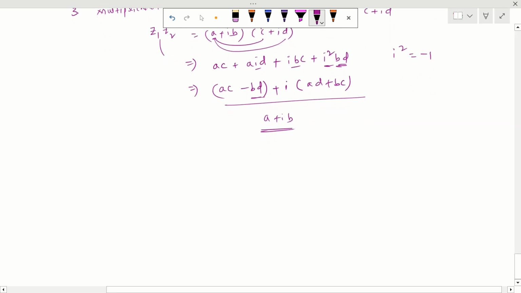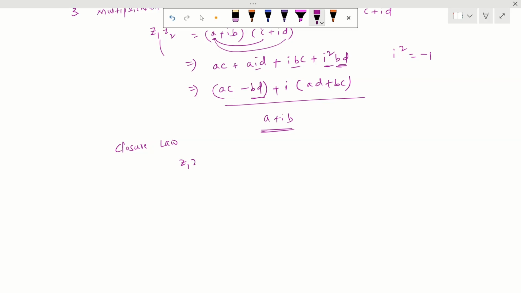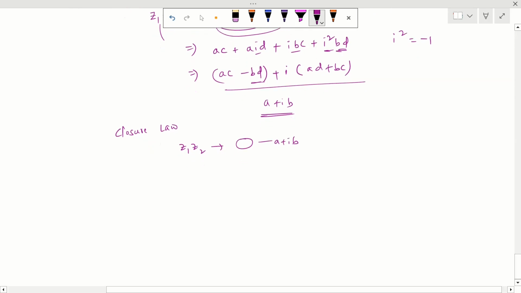Here we will also discuss some properties. One is the closure law. Closure law means that when we multiply z1 into z2, the result is in the form a plus ib, which is a complex number. The second one is the commutative law: z1 into z2 is equal to z2 into z1. Both values are the same.